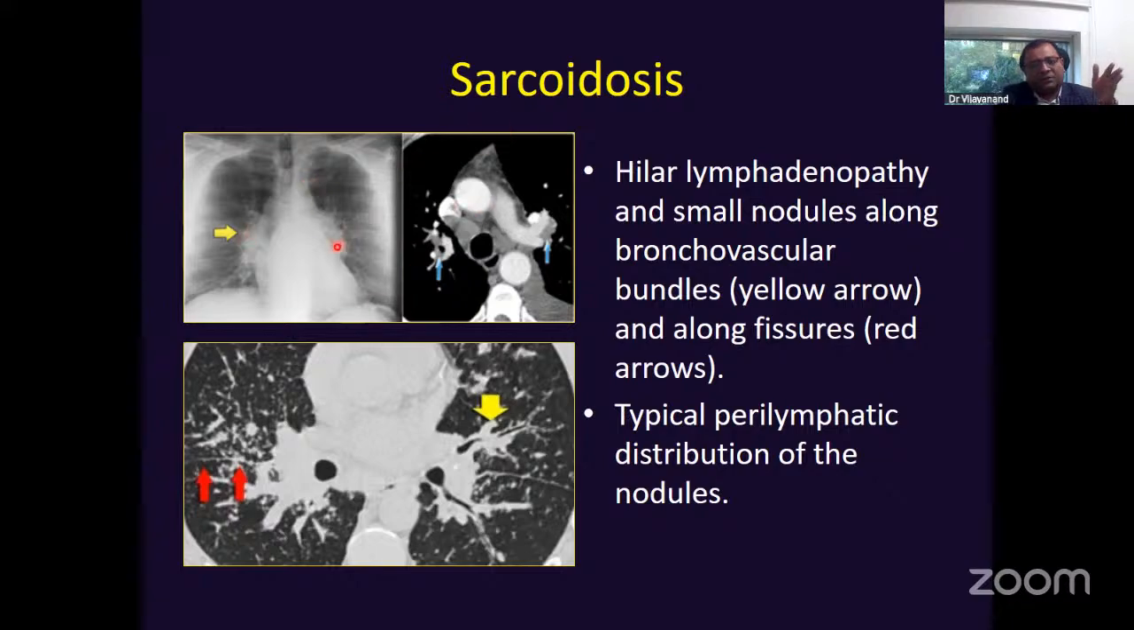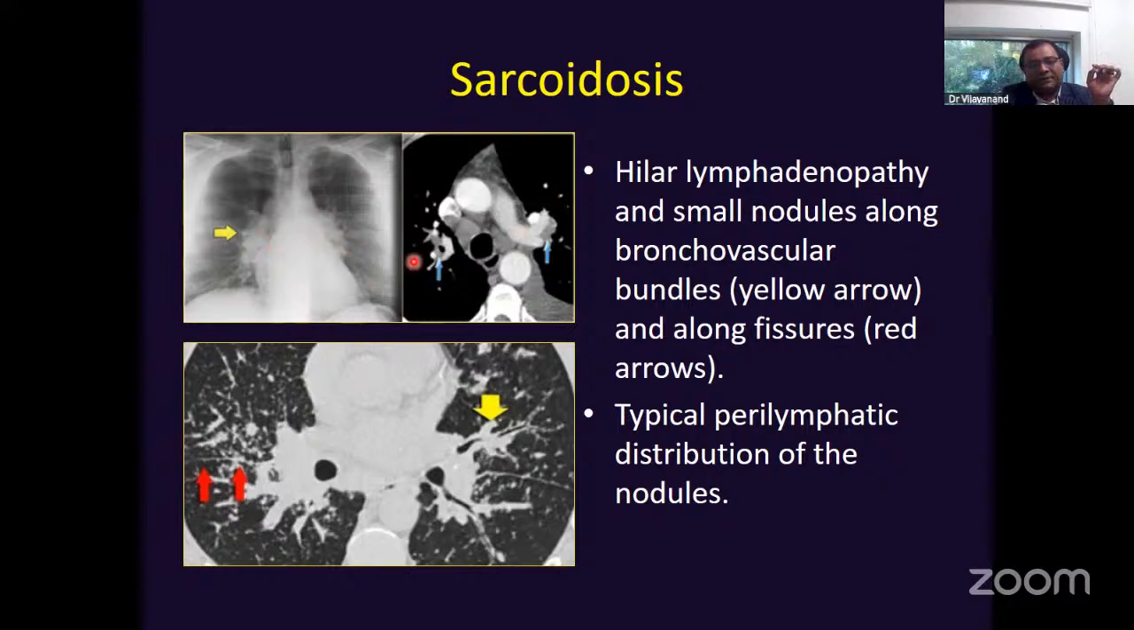So I'm just showing this in general. This is an X-ray, just showing it because we always remember the bilateral symmetrical lymph nodes in the perihilar region as one of the main diagnostic points for sarcoidosis. So this is how it looks. You can see bilateral symmetrical opacities in the perihilar region.